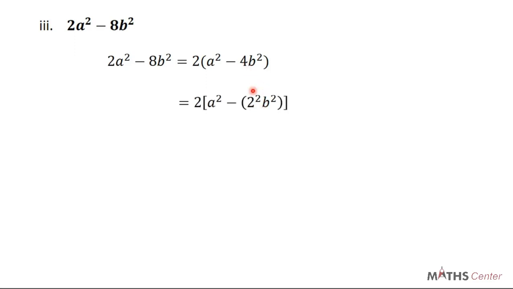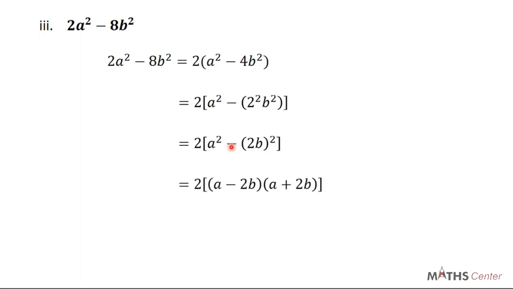We have seen that 4 can also be written as 2 squared. So in this case, 2 into bracket a squared minus 2 squared b squared can be written as 2 into bracket a squared minus 2b all squared. Remember, the second term here is now 2b. The first term is a, which is a squared. The second term, which is 2b, is also a square. They are being separated by a negative sign, so we have a difference of two squares here.